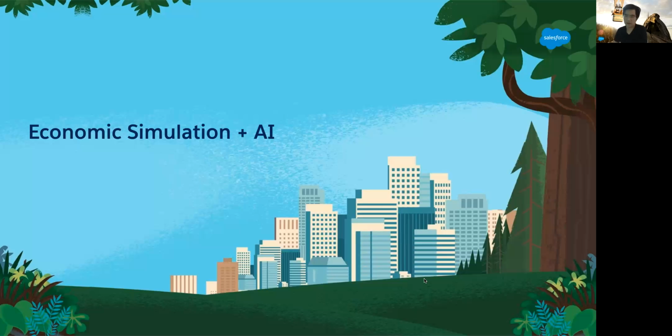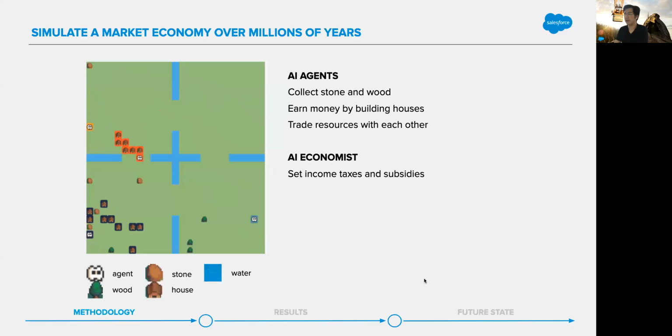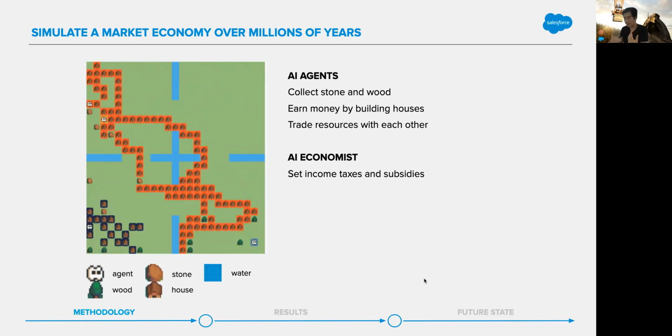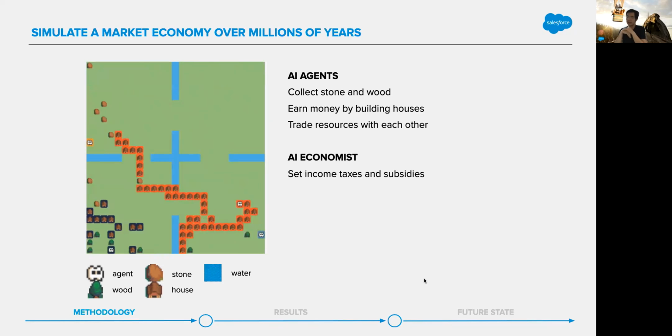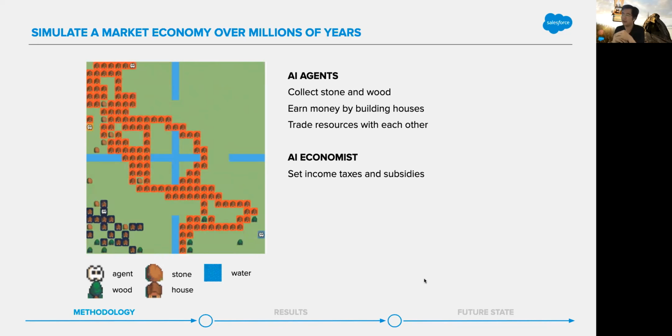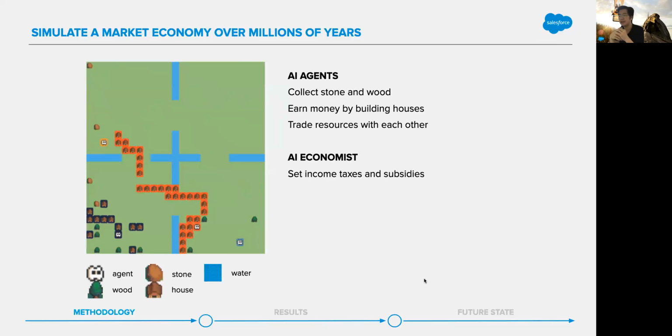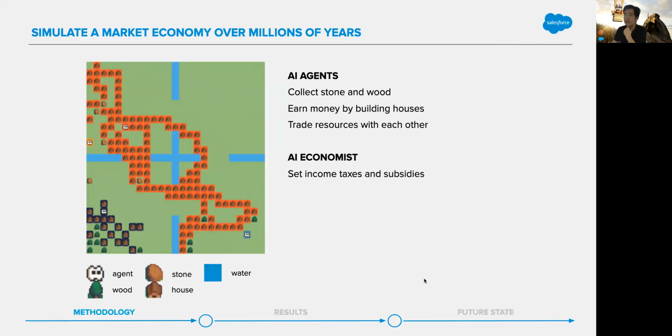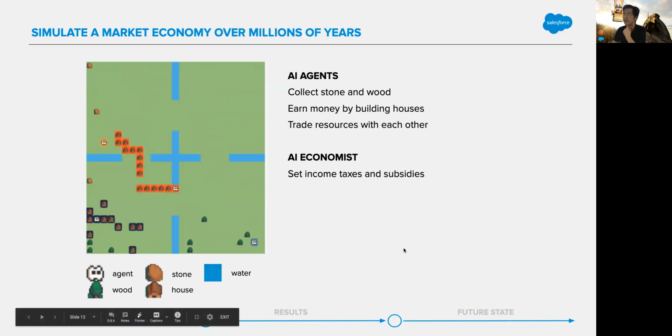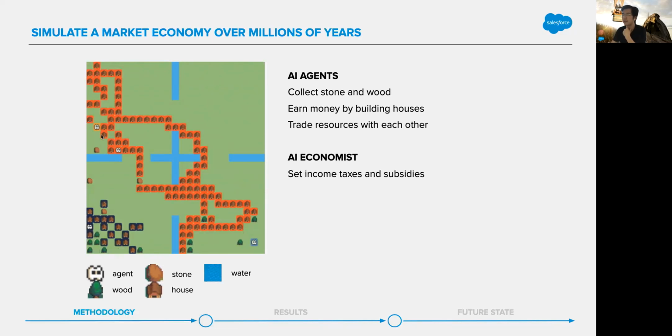Okay, so let me continue. As I mentioned, the heart of this approach is to use an economic simulation. So here's a cartoon of what we've implemented. You see a world here in which there's four AI agents. You see these white eyes, and every agent here can collect stone and wood.